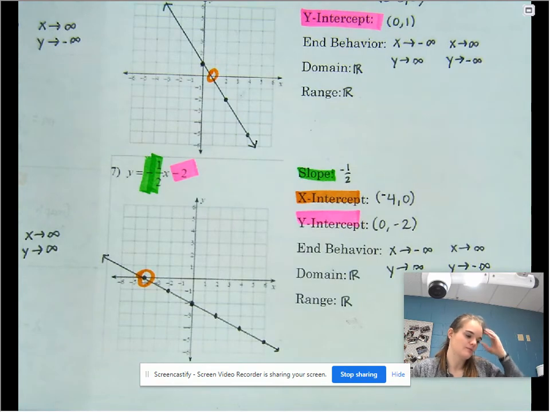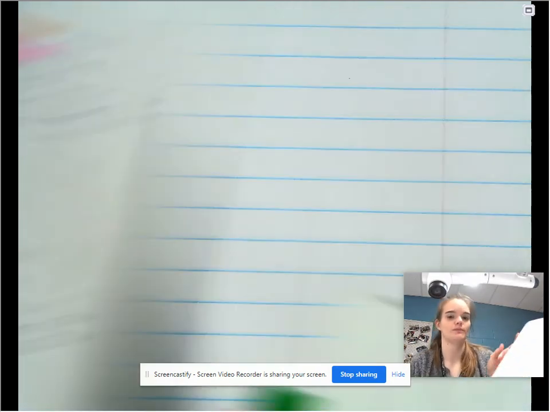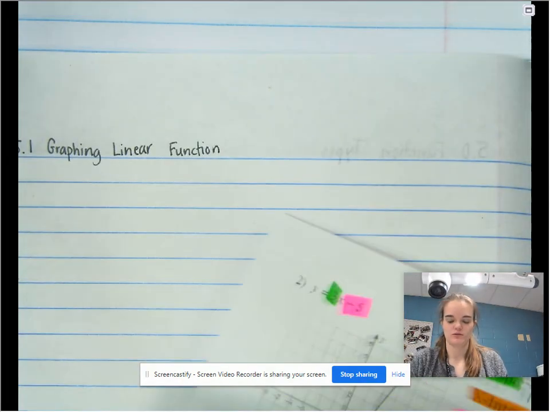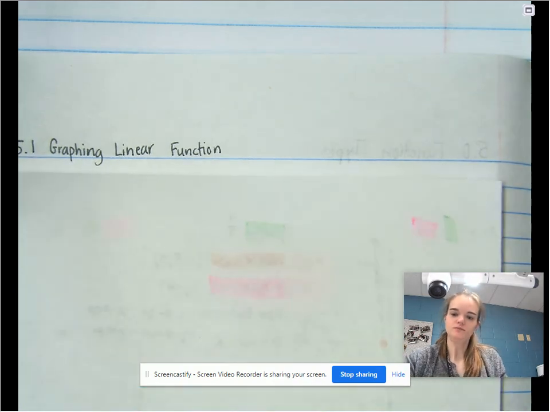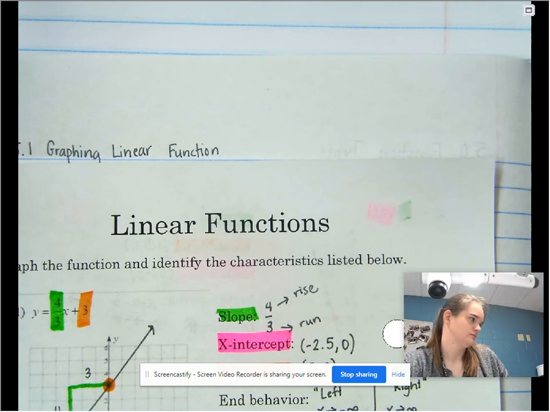All right, so remember, if you had your notebook, you were writing on page 40. I'm gluing this in on 40. Tomorrow we'll finish graphing linear functions. We'll have different forms. We'll have standard form and point slope form. So we'll work on that. I'm going to glue this in, and I will see you tomorrow.